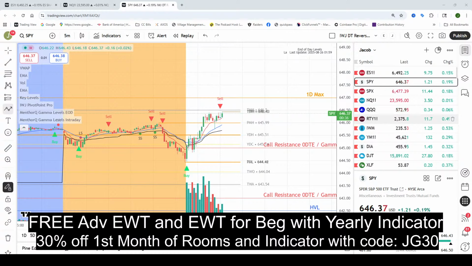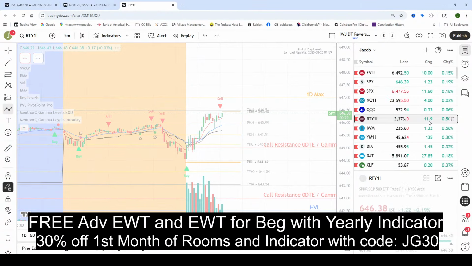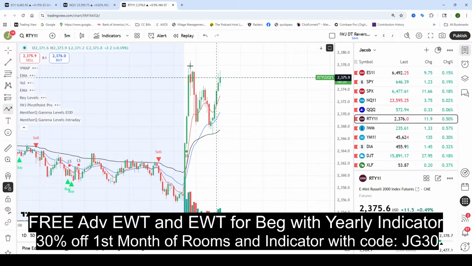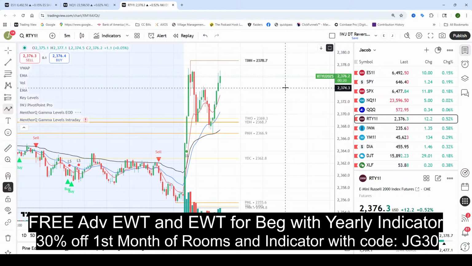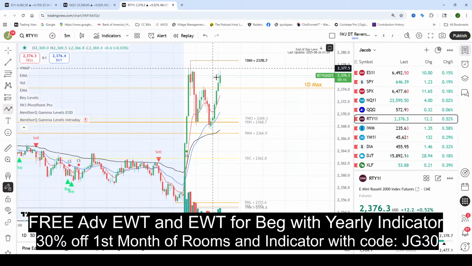RTY back up 11 again. It was down to 3. So while the market hasn't moved much on the ES and the SPY, RTY has moved back up to 12 and might be at the high of the day. I'm getting close to it, yeah. So the high of the day up here at 23.78, and they're at 23.76. So very close to the high of the day on RTY. We'll see if they're able to reject that high as they back test it here.